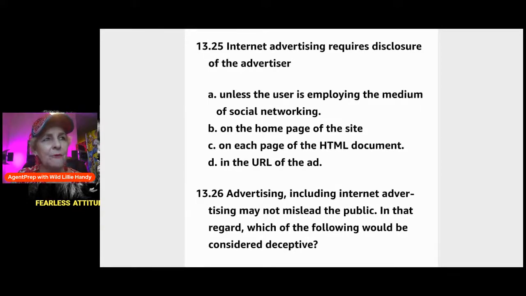Internet advertising requires disclosure of the advertiser. A, unless the user is employing the medium of social network. B, on the home page of the site. C, on each homepage, on each page of the HTML document, or D, in the URL of the ad. And if you're not sure what all of those mean, go read the vocabulary or Google it, googlealo, like the Spanish speaking individuals say, googlealo, or in English, Google it.